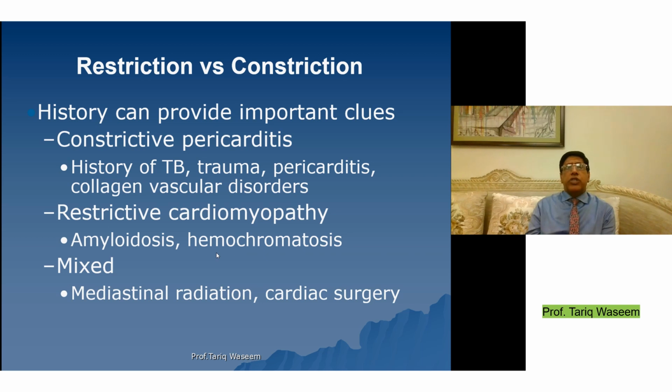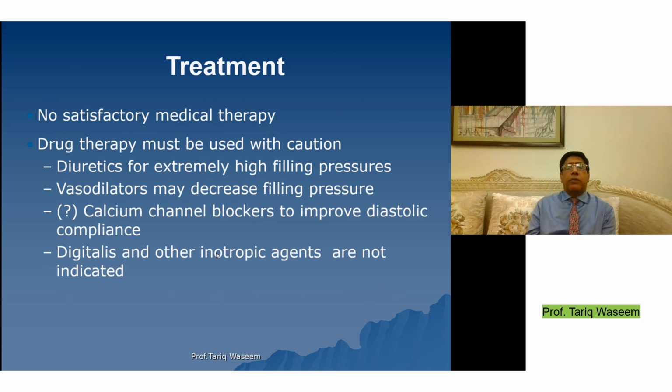How to differentiate between restrictive cardiomyopathy and constrictive pericarditis? In constrictive pericarditis, there is sometimes a history of tuberculosis, trauma, or any pericarditis in the form of pain, and they may also have some evidence of collagen vascular disease. But in restrictive cardiomyopathy, there may be a history of an underlying disease which can lead to myelinosis, or there can be infiltration like in hemochromatosis, and sometimes there may be a history of mediastinal radiation, which can be a reason for restrictive cardiomyopathy.